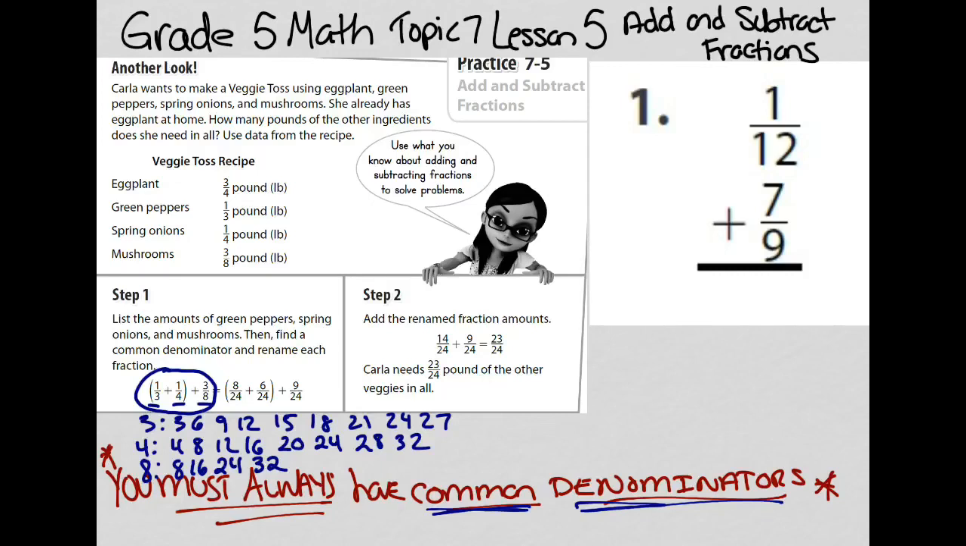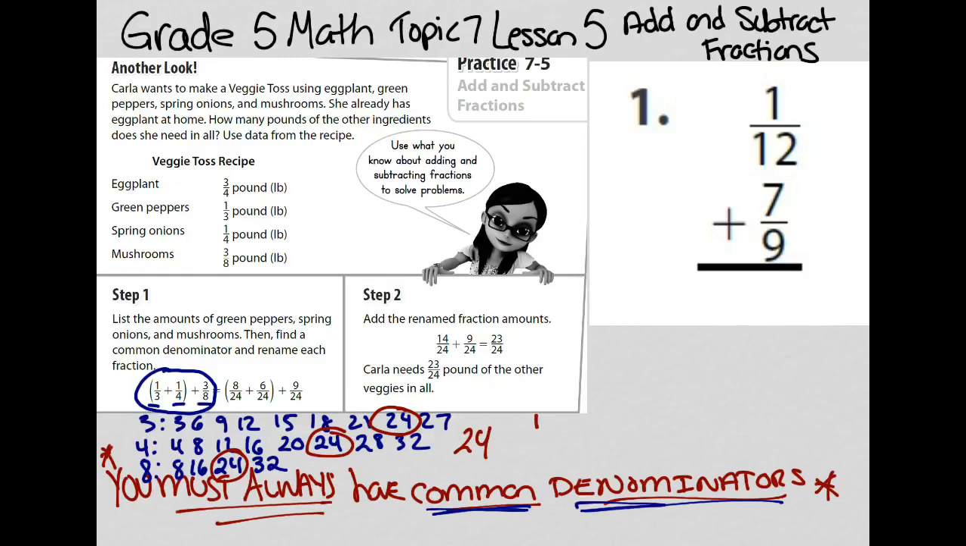18, nope. 21, nope. 24, oh, so 24 is here with 3, 24 is here with 4, and 24 is here with 8. So 24 is going to be my common denominator. Now I need to work with the fractions to change them so that they have the denominator of 24, but I have to do some work with the numerators.